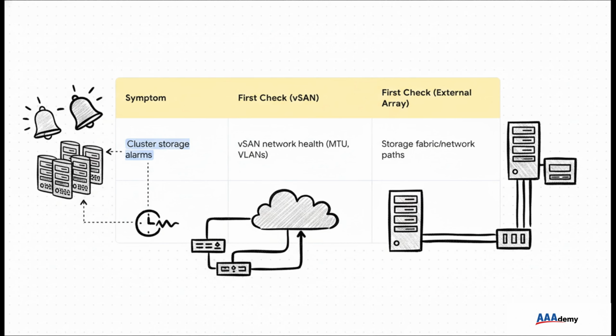With vSAN, for instance, the network is the storage fabric. So if you see storage alarms, your very first check should be the vSAN network health. But if you're using an external array, you'd start by checking the dedicated storage fabric paths. The tech underneath changes your first step.